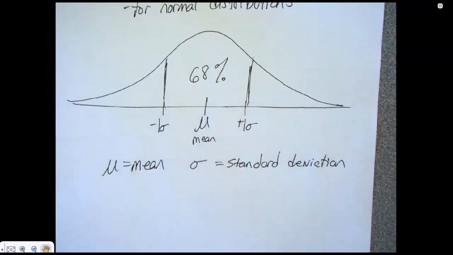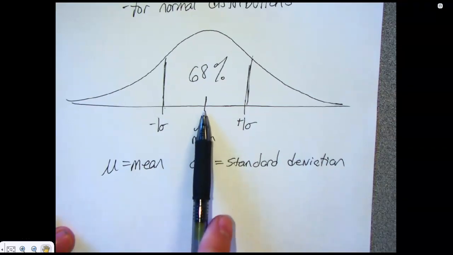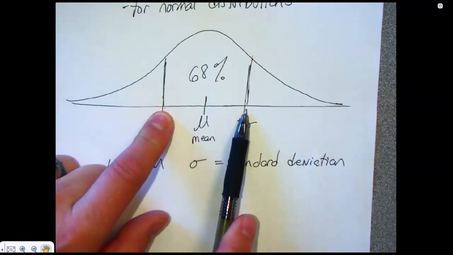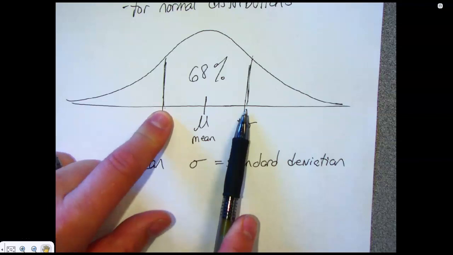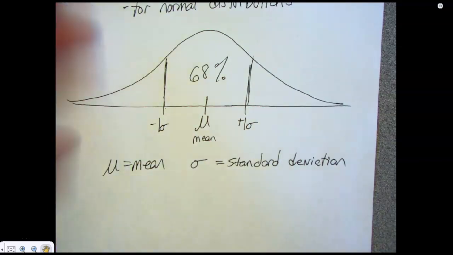So for example, if I said the average SAT score was 500 and the standard deviation was 50, you'd put 500 here. This would be 450. This would be 550, and 68% of the SAT scores would be between 450 and 550. That's the problems we'll start doing a little bit after I get through the notes.